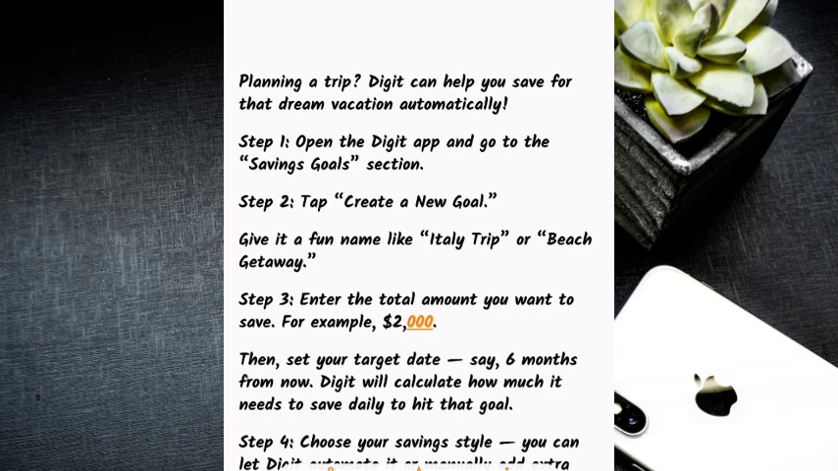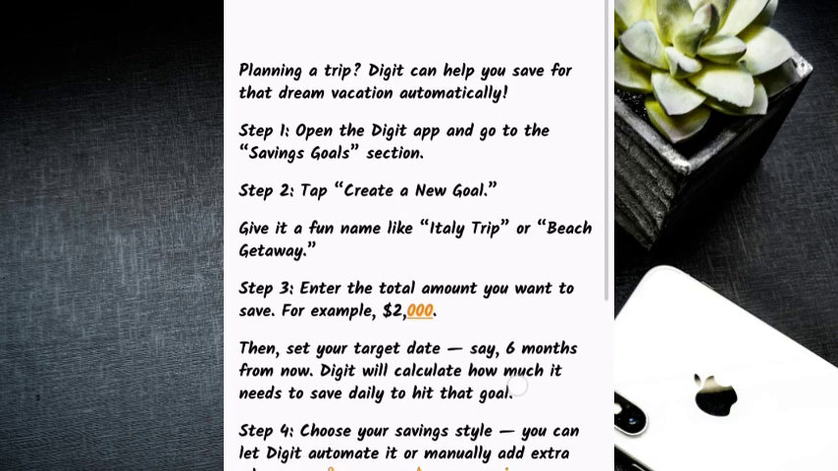Next, you're going to enter the total amount that you want to save. For example, $2,000, $5,000, $10,000, whatever it is. But once you've set that, you're going to set your target date, say 6 months from now. And once that's done, Digit will calculate exactly how much it needs to save daily to hit that goal.